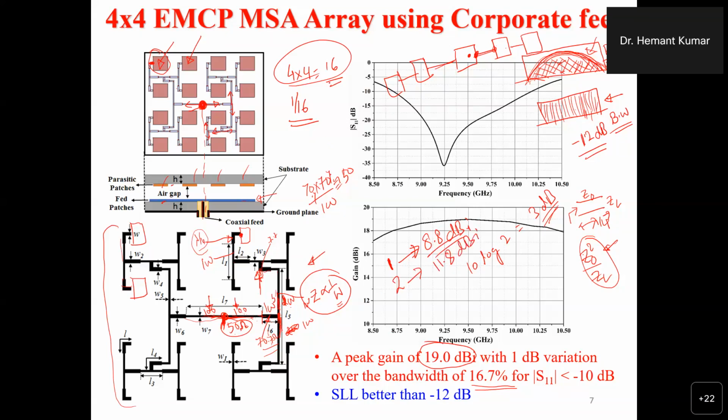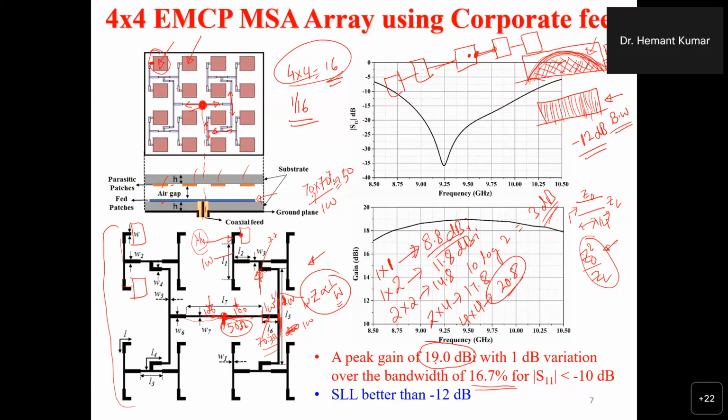And in this case, we are using 16 elements. So you can say a 1 by 1 array is giving 8.8, a 1 by 2 array is giving 11.8, then a 2 by 2 array will give you 14.8, then 2 by 4 will give you 17.8, and then 4 by 4 will give you approximately 20.8 dBi.